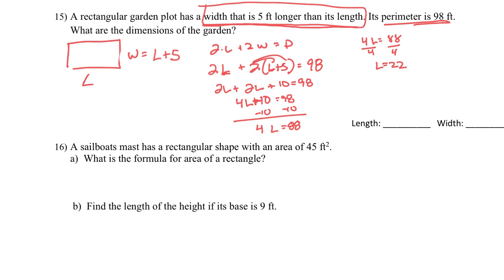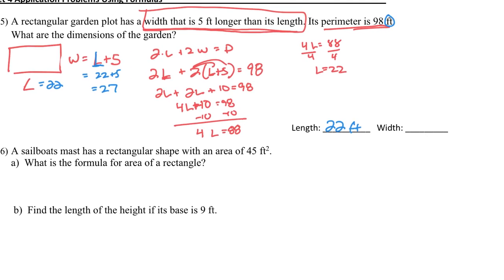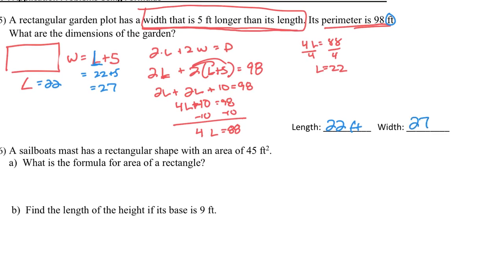So we're going to come over to our picture. We're going to fill in this length equals 22. The width is equal to the length plus 5. So 22 plus 5 is 27. So I have a length of 22, and my units were feet, so feet. And I have a width of 27 feet.